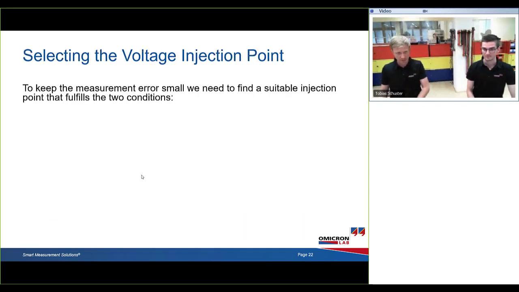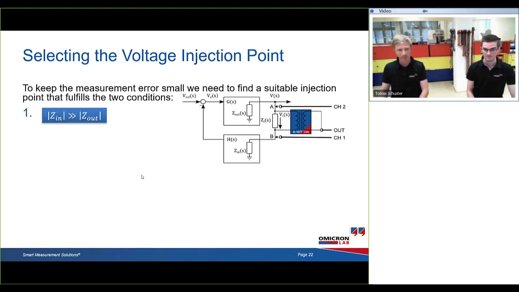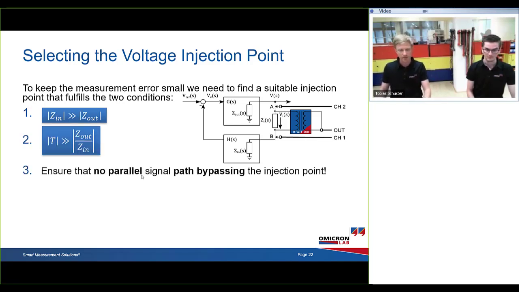So to summarize, when selecting the voltage injection point in a feedback system, we need to make sure that the input impedance looking in loop direction at the injection point is a lot higher than the output impedance looking backwards. And the measured loop gain must be bigger than that ratio. So the better the ratio is, the less we need to care about the measured loop gain. Of course, we also need to ensure that there are no parallel signal connections, parallel pathways where the signal could bypass the injection point, because then it wouldn't be part of the measurement.